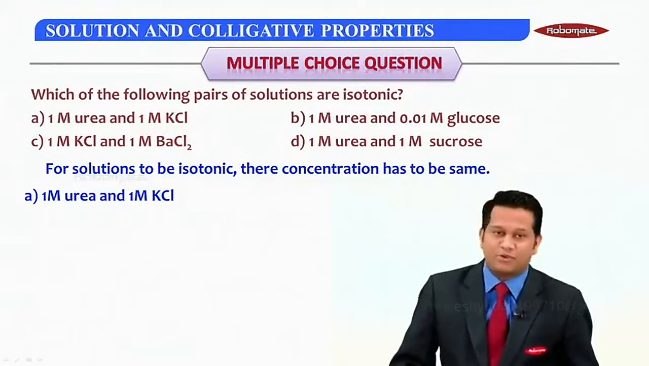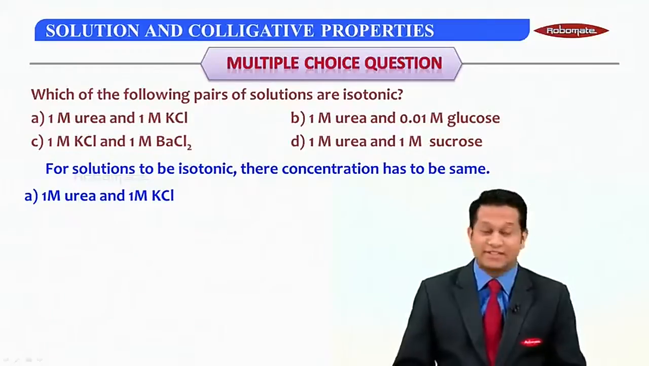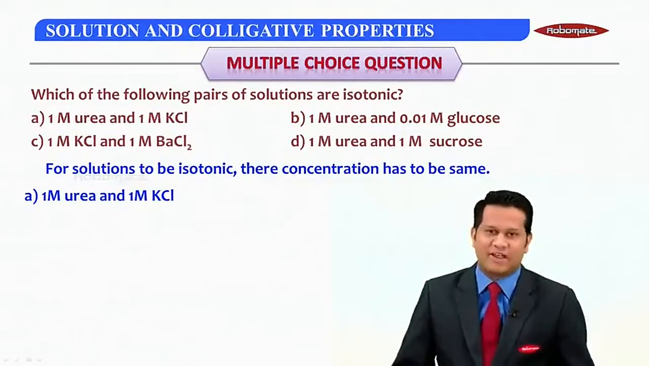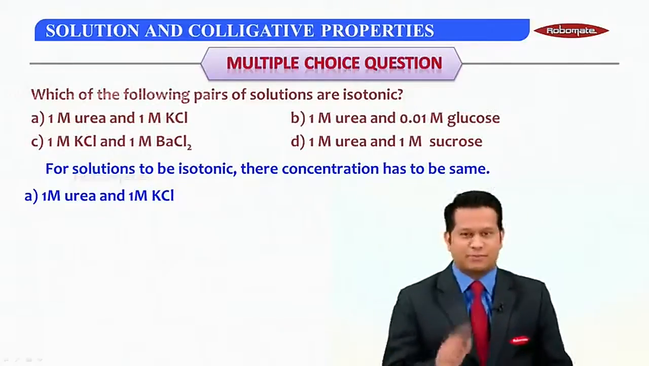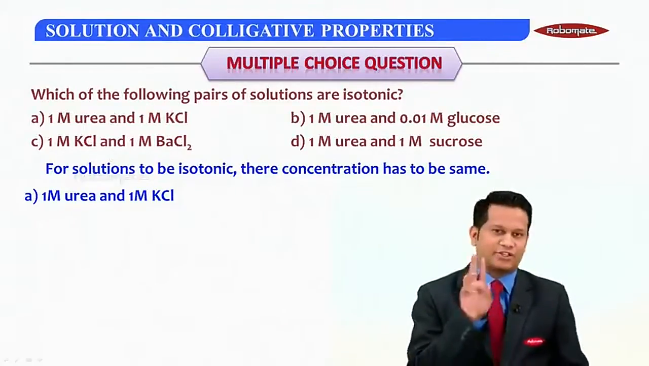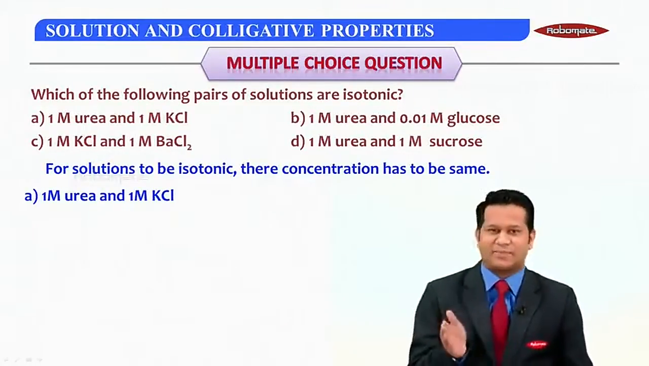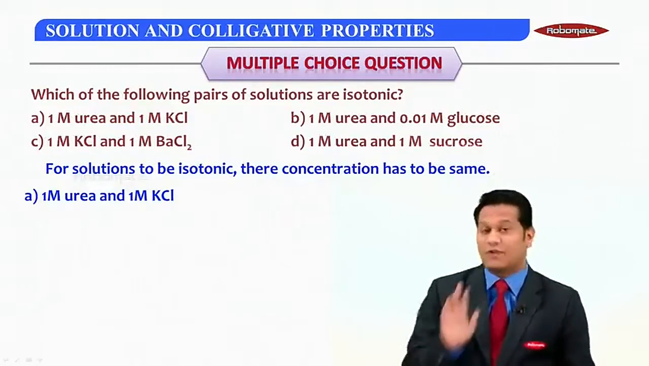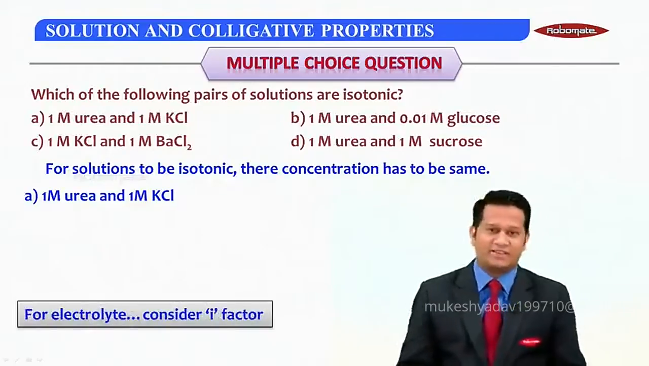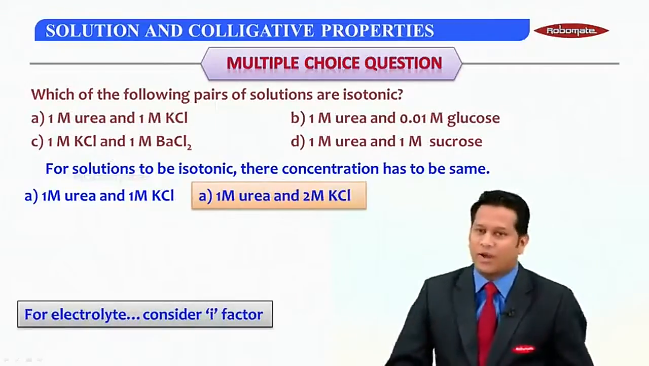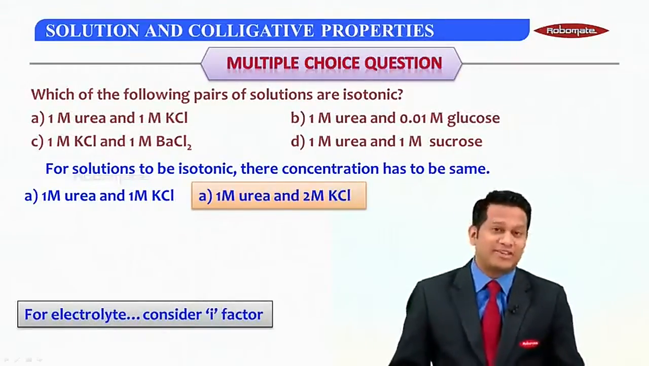Because whenever you have an electrolyte as a solute, you have to consider the Van't Hoff factor. Now, for urea, the Van't Hoff factor is 1, but for KCl, the Van't Hoff factor is 2, because it will dissociate as K plus and Cl minus. So you have to multiply that initial concentration by 2. So what do we get? In reality, you get something like 1 molar urea and 2 molar KCl.